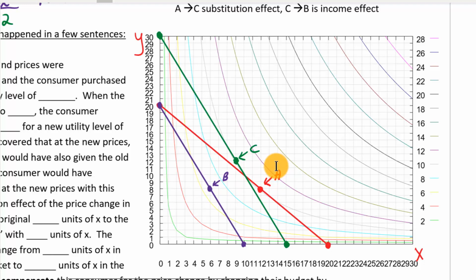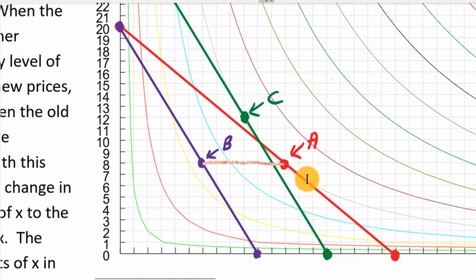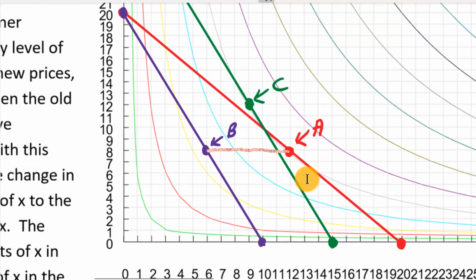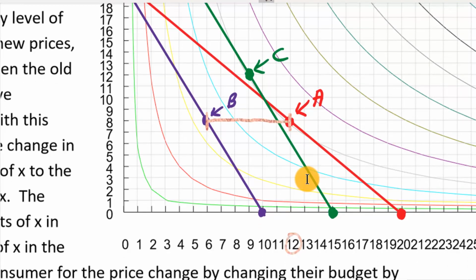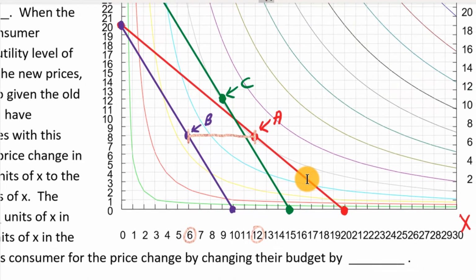The whole point of this C solution is to break that entire change between A and B into two parts. Let me draw a little line here between A and B. This is the total change, the total amount of difference in our consumption of good X. We went from buying 12 X's to 6 X's. All right, so let me draw this line over here separately.